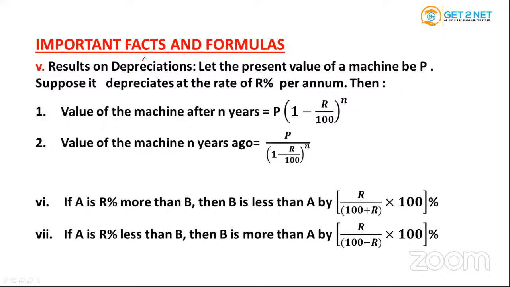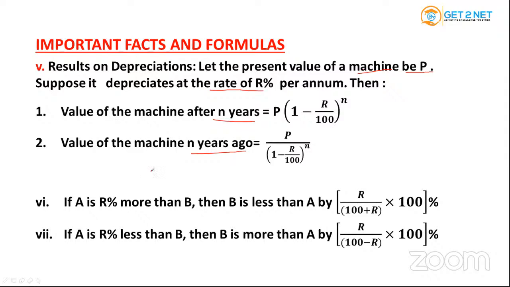Continued, results on depreciation. If any question is on depreciation, let the present value of a machine be P, and it depreciates at the rate of R% per annum. Then the value of the machine after n years will be P into (1 minus R divided by 100) to the power n, and the value of the machine n years ago is this much.